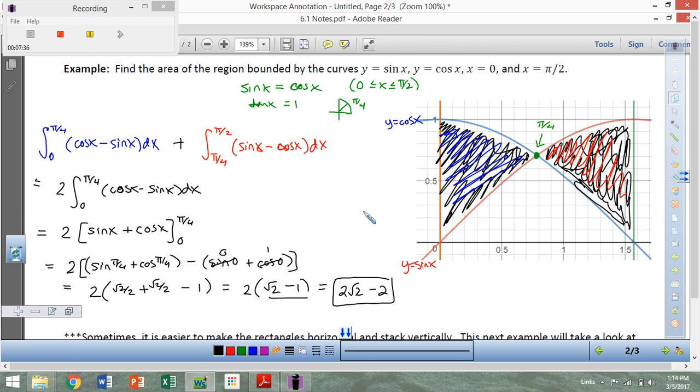So a couple things in that. One, make sure that if they intersect, you figure out that intersection point and you separate your integral into 2 separate ones. And secondly, if you ever have symmetry going on here and you've got a couple of the exact same areas, you only need to figure out one of them and then multiply that by 2.